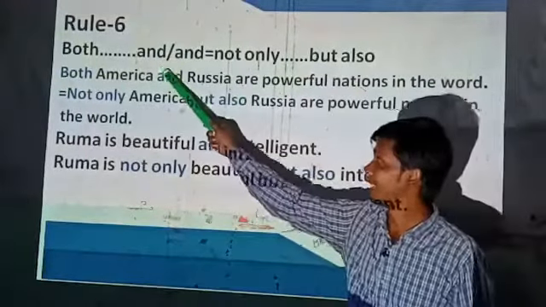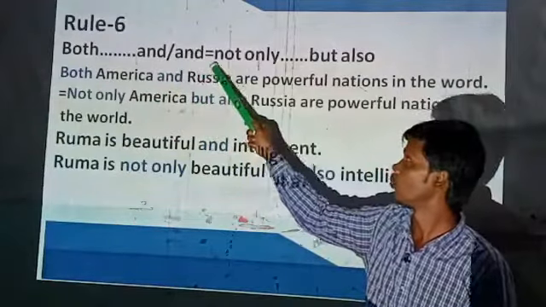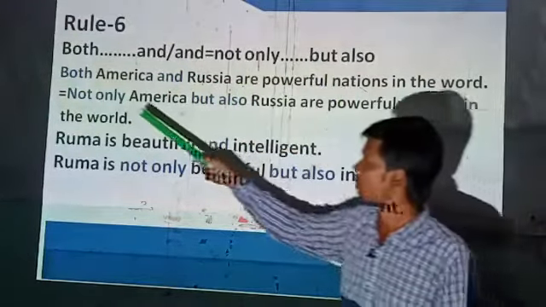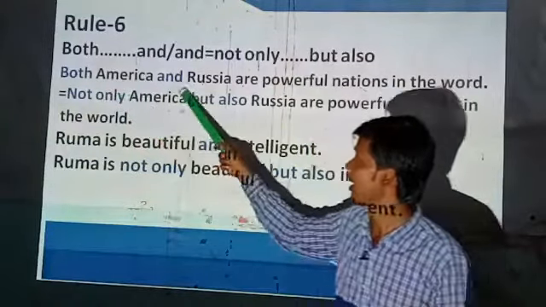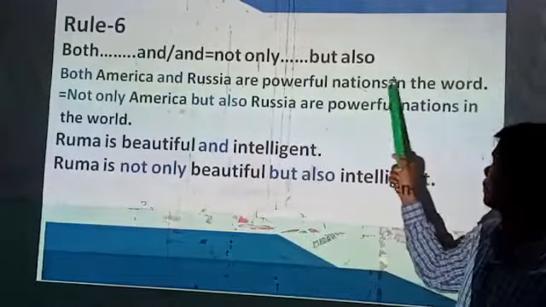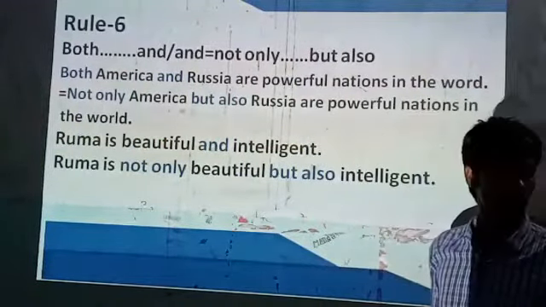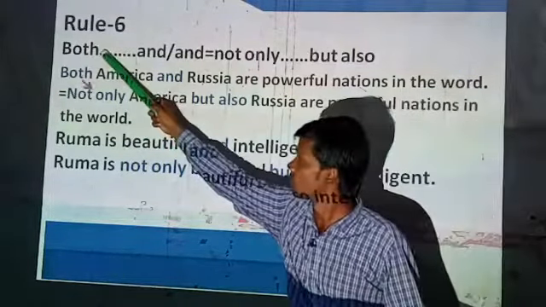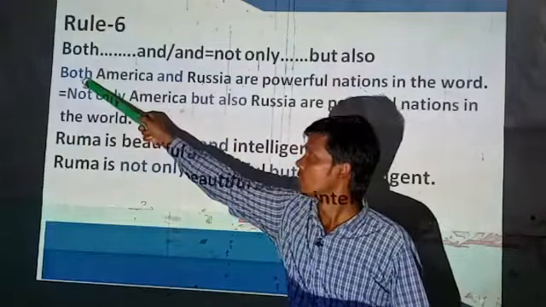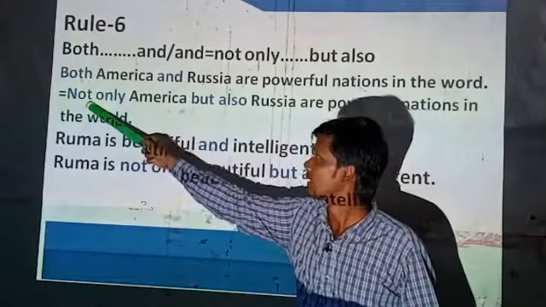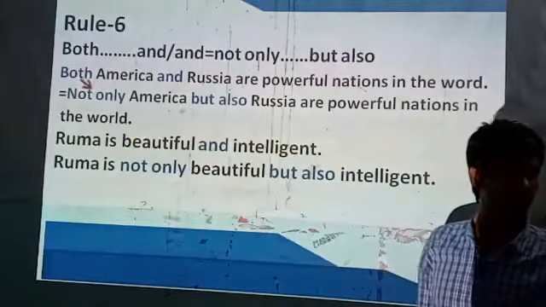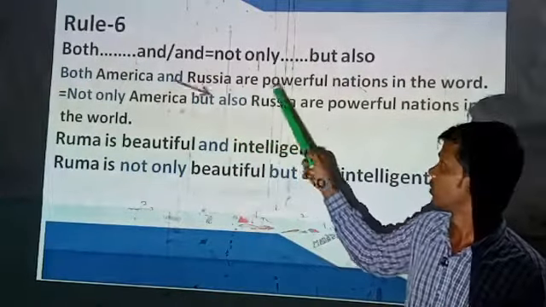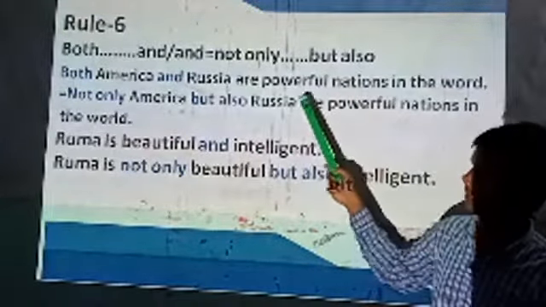Both ... and is equal to not only ... but also. Both America and Russia are powerful nations in the world. So dear students, look at this. In place of both, you must write not only, and in place of and, you will have to write but also, and there will be no change in the sentence.